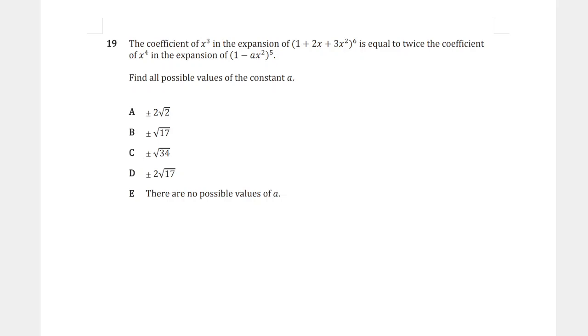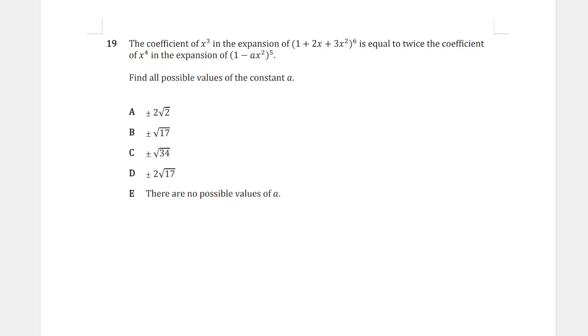Okay, question 19. The coefficient of x cubed in the expansion of (1 + 2x + 3x²)^6 is equal to twice the coefficient of x to the power 4 in the expansion of (1 − ax²)^5. Find all the possible values of the constant a.